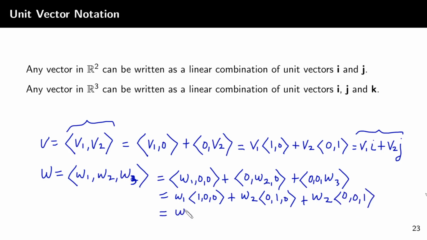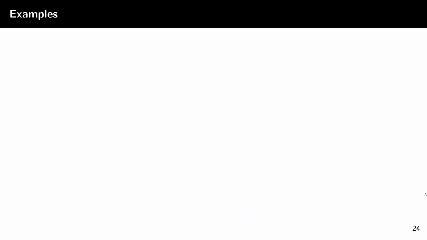So, w1 i plus w2 j plus w3 k. So that's how we go from the vector component notation to the unit vector notation. So let's look at a few more examples. Let's do some vector operations using the unit vector notation.